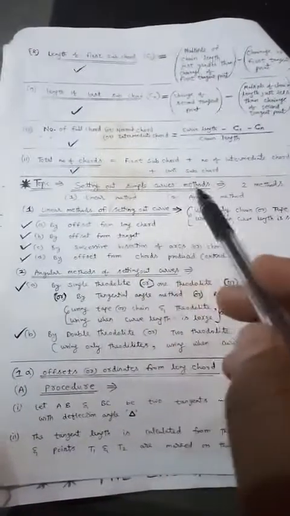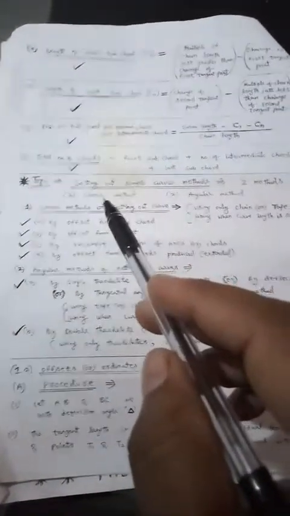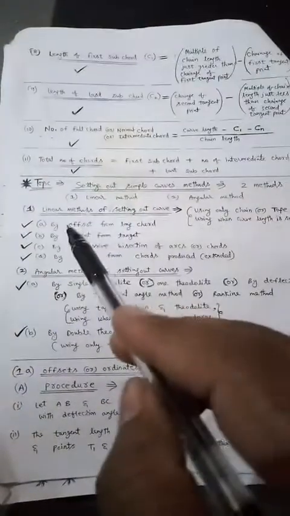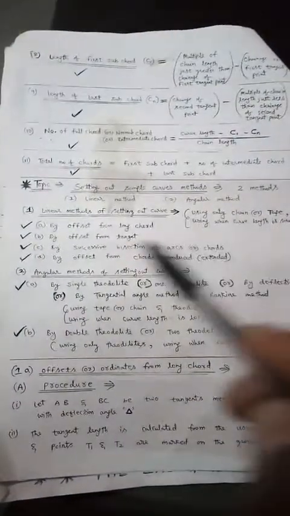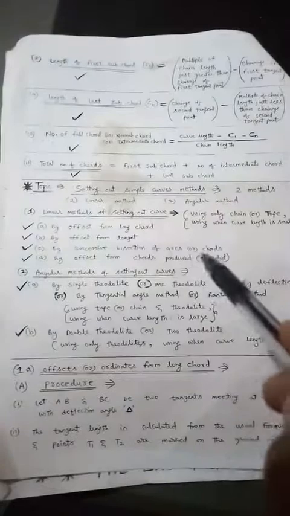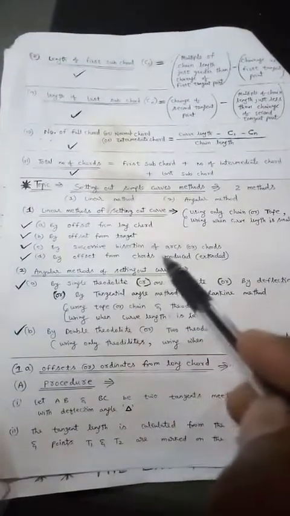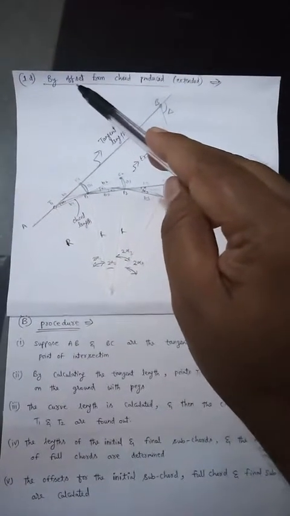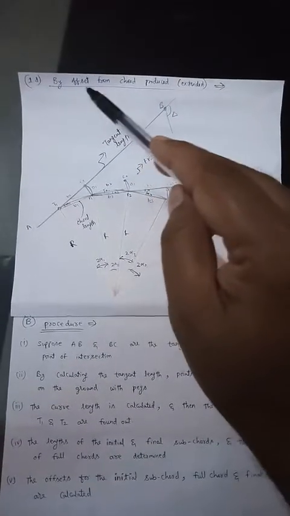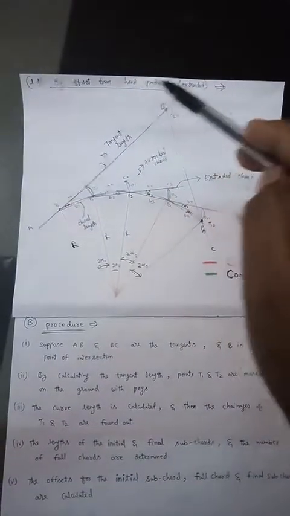For setting out a simple curve, there are two methods involved: linear method and angular method. In the linear method, we have already completed in previous videos: offset from long chord, second, offset from tangent, third, successive bisection of arc or chords. Today we will learn the fourth part, offset from chords produced. So this is the fourth part in the linear method, offset from chords produced.